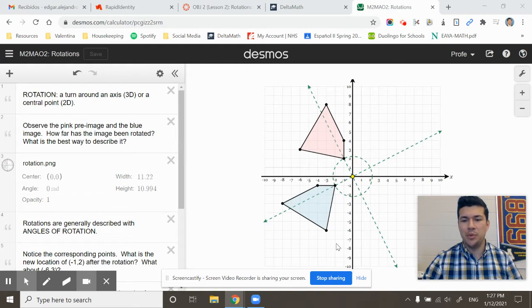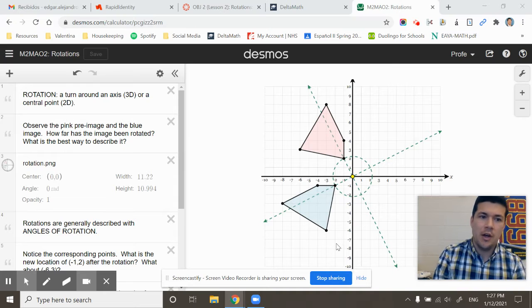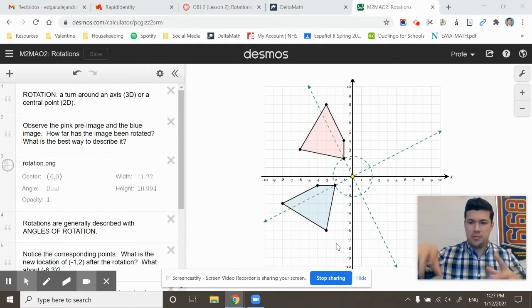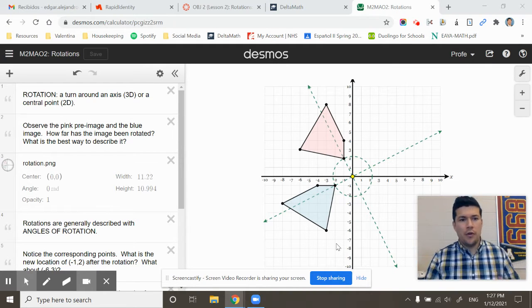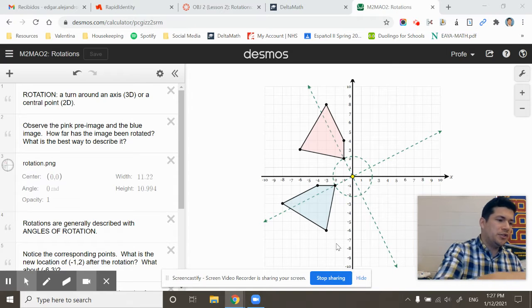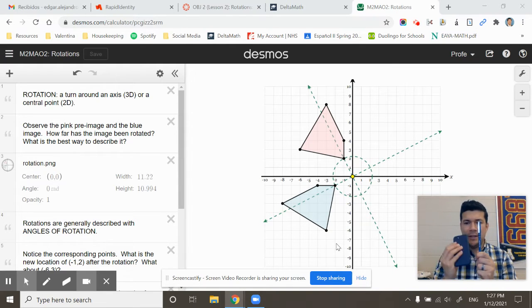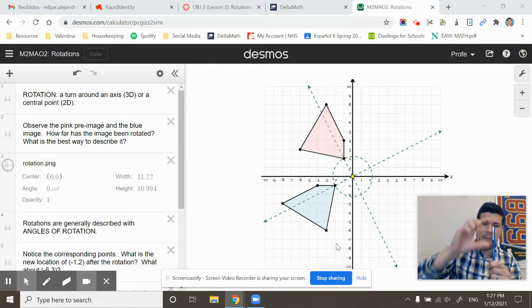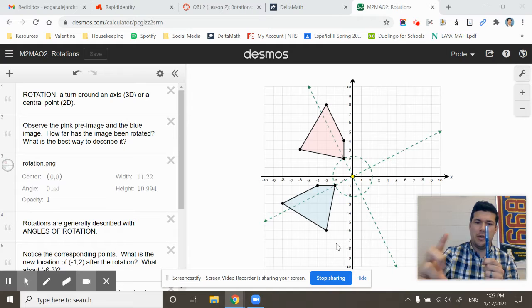Good morning. Let's talk about rotations, the next lesson in the transformations objective. So first of all, a rotation, you probably think of going around and around. For a 3D object, a rotation is to go around an axis. This is how you create, for example, a cylinder, if you have a rectangle and you rotate it around an axis.